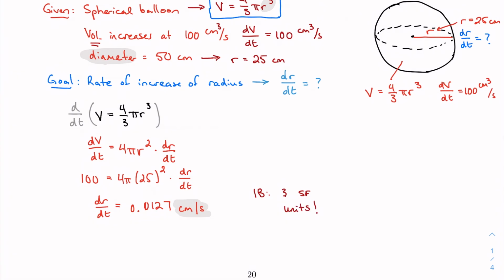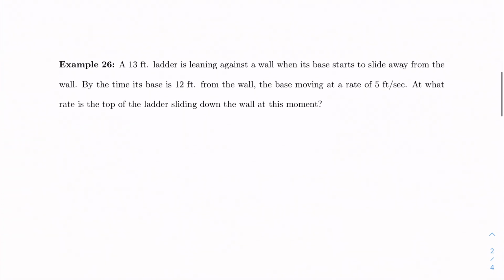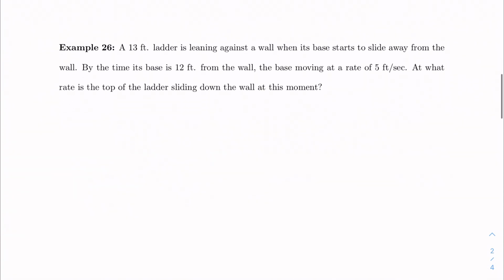Let's take a look at one more problem. Another classic problem for related rates. A 13-foot ladder is leaning against a wall when its base starts to slide away from the wall. By the time its base is 12 feet from the wall, the base is moving at a rate of 5 feet per second. At what rate is the top of the ladder sliding down the wall at this moment?